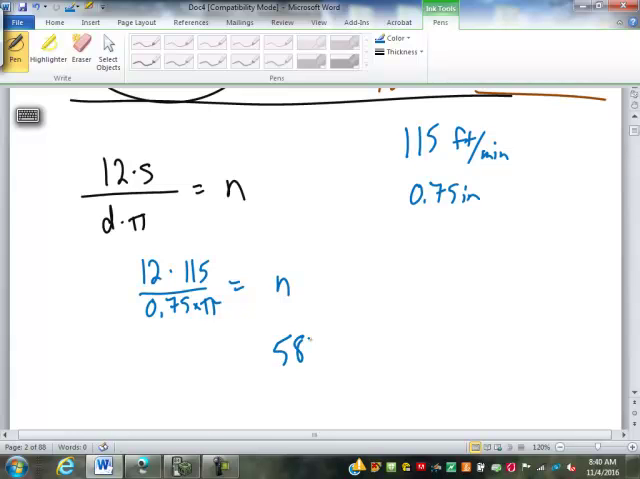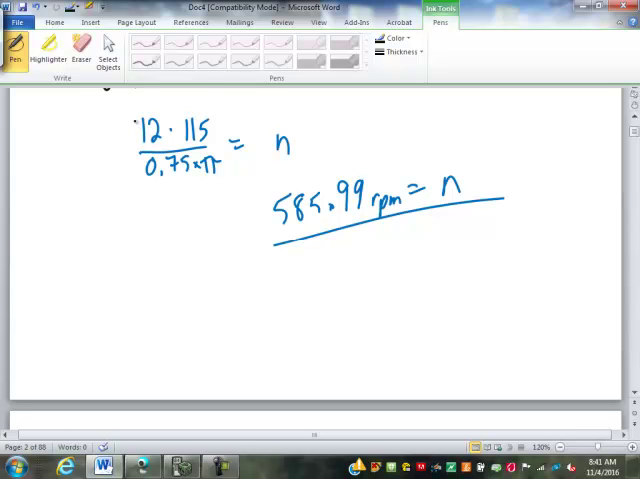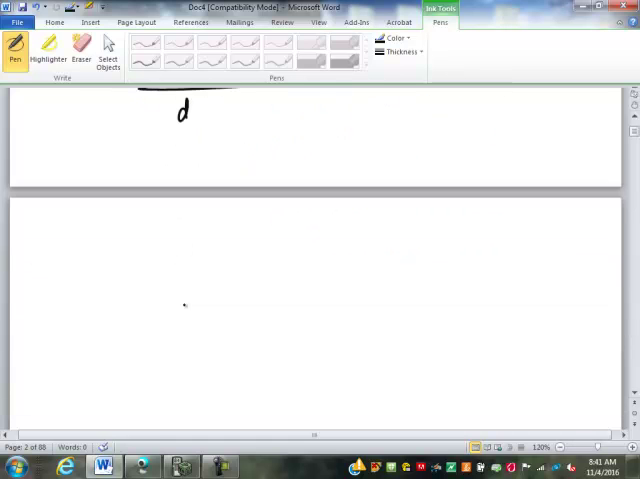So 585.999 RPM. Now again, like I said, you guys do the 3.82 times your speed over diameter. So then you don't have to worry about the parentheses because there's only one number on bottom. You can just do 3.82 times your allowable surface cutting speed divided by your diameter.